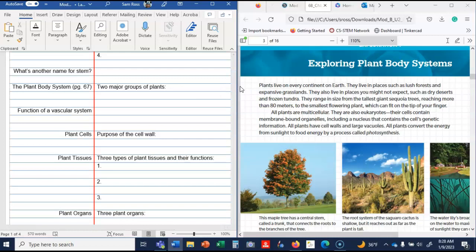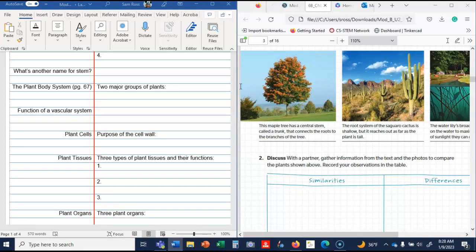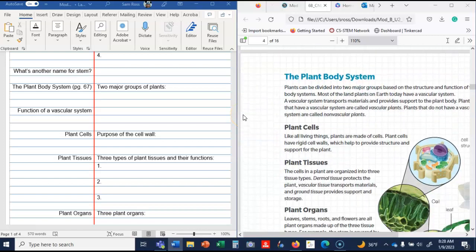What's another name for a stem? This maple tree has a central stem, also called a trunk. So trunk would be another name for a stem. And then we're going to go on to the next page, which is 67, the plant body system.